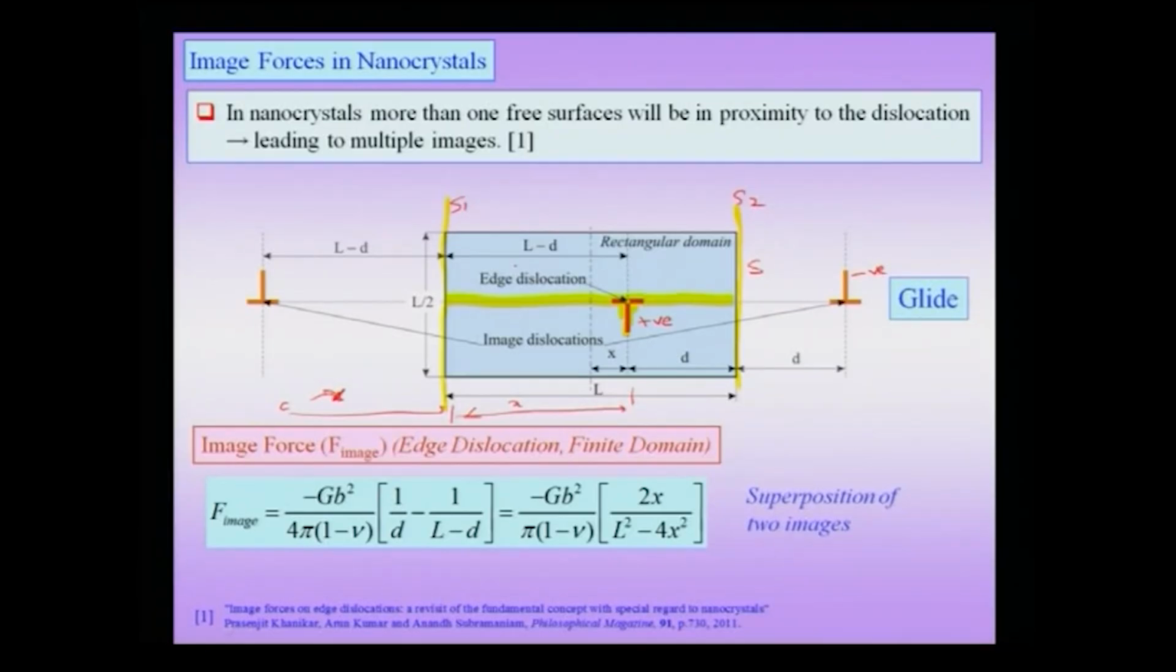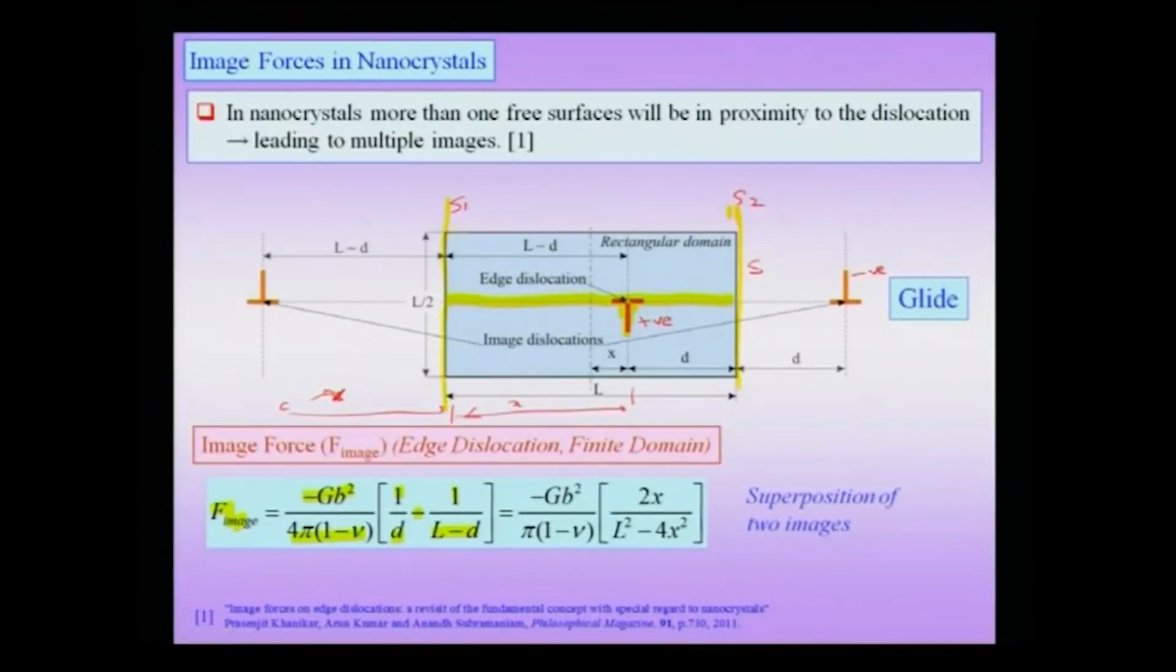This force can be calculated by superposition using the formula which we saw in the previous slide, and therefore I can write my image force as minus G b squared by 4 pi (1 minus nu) times (1 by d minus 1 by (L minus d)), L minus d being the distance at which the other dislocation is located. The minus sign comes in between because one image is pulling the dislocation towards this surface, the other pulling it to the left, and therefore the net is a superposition with a negative sign in between.